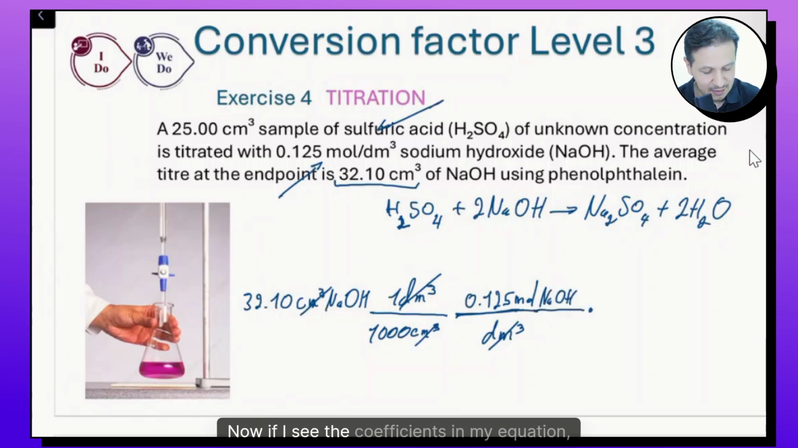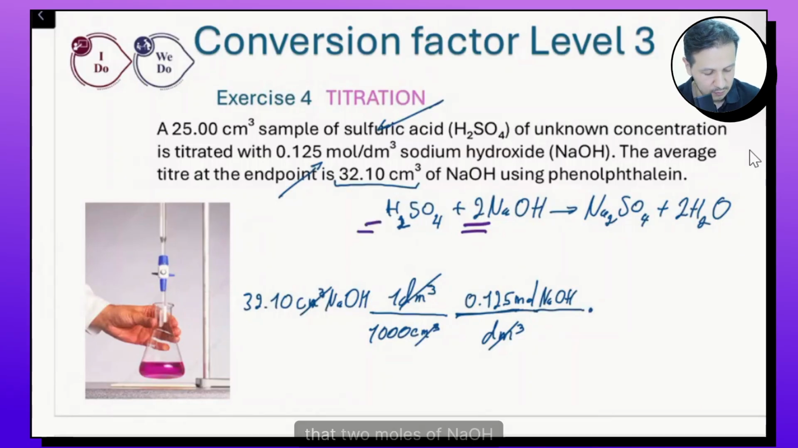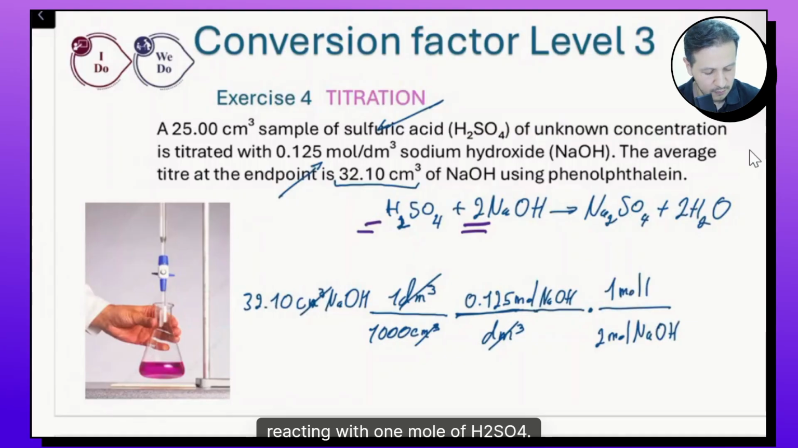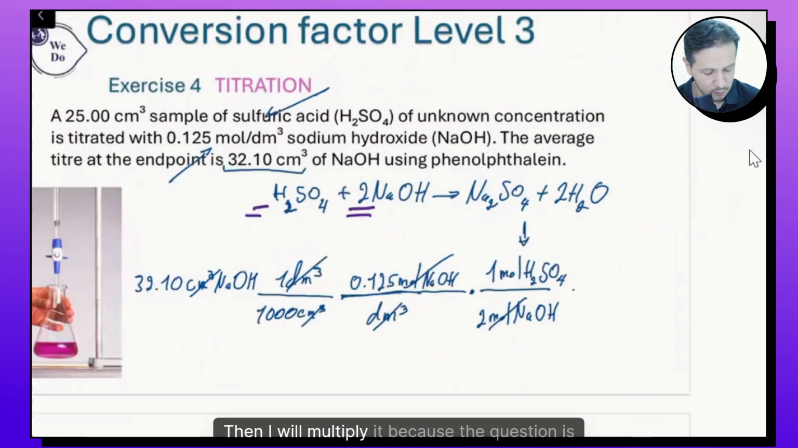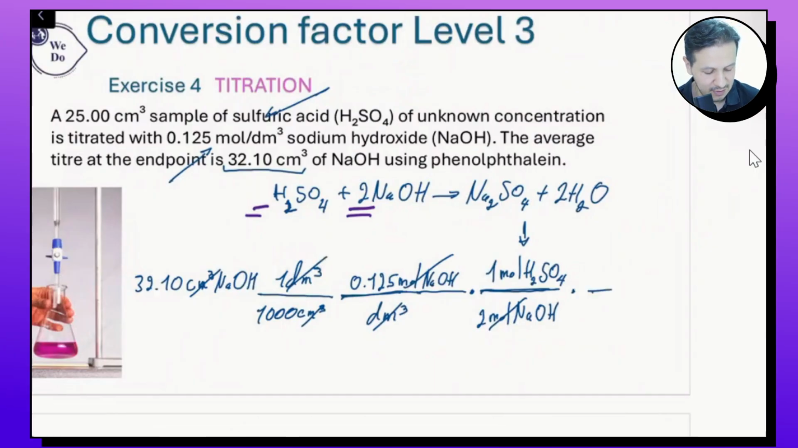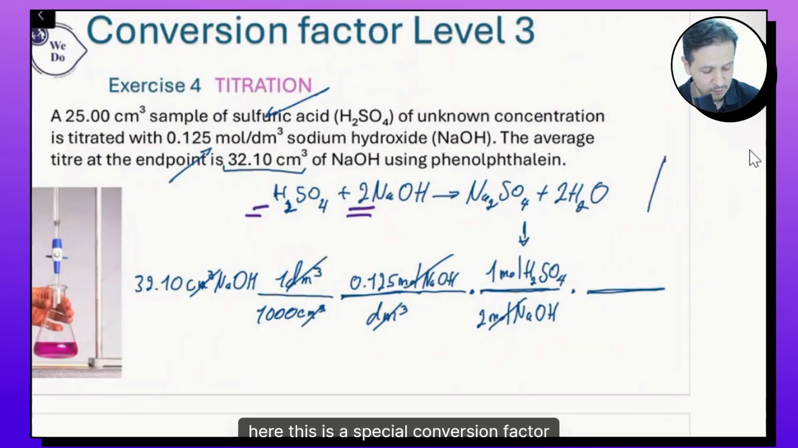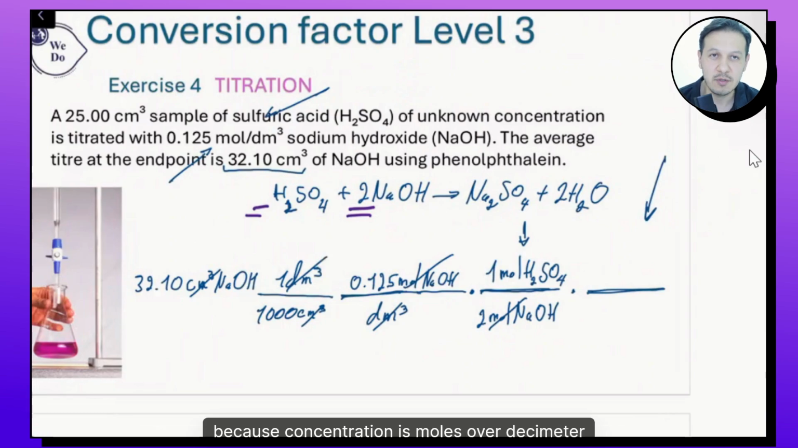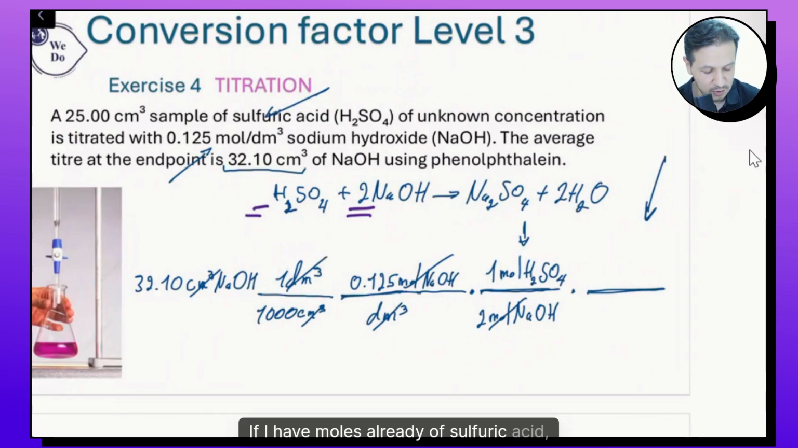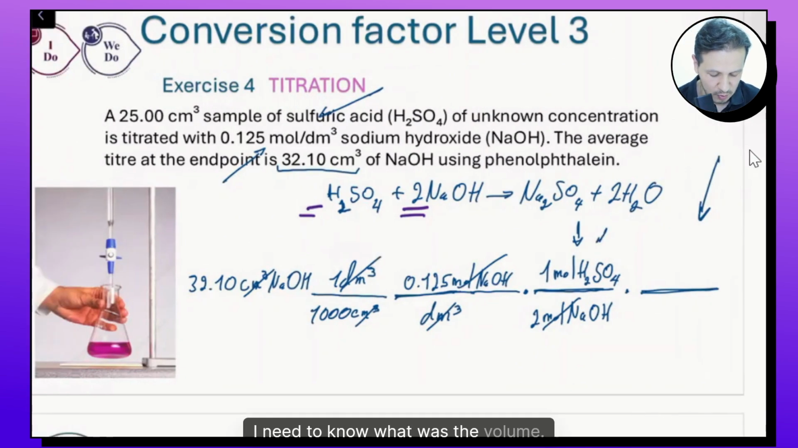Now, if I see the coefficients in my equation, 2 moles of NaOH react with 1 mole of H2SO4. So when I cancel moles of NaOH against moles of NaOH, I will have moles of sulfuric acid. Then I will multiply again because the question is the concentration of sulfuric acid. And this is a special conversion factor because concentration is moles over decimeter cube. If I have moles of sulfuric acid, I need to know what the volume was.